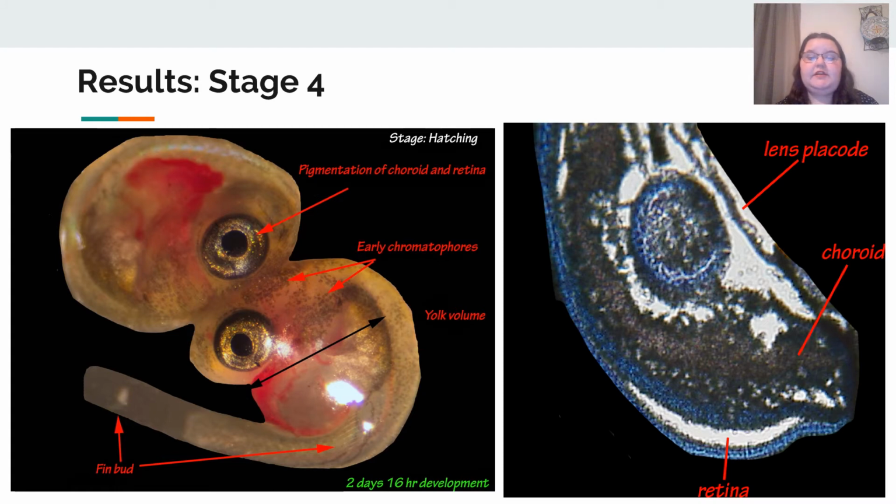You have a decreased yolk volume as seen here, and this is compared to the massive amount of yolk volume in the egg, and this is decreased as the embryo begins to mature and eventually will not have a yolk volume and need to make its own or be able to gather its own food. You also see here that a fin bud is forming, and this will eventually become a functional fin. As you see here in this histological picture, you have the lens placode fully formed, the choroid, which is pigmented, and also you have the retina.